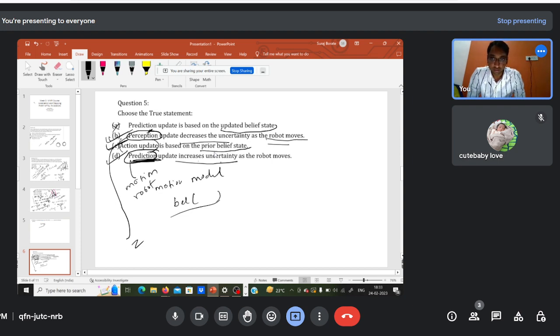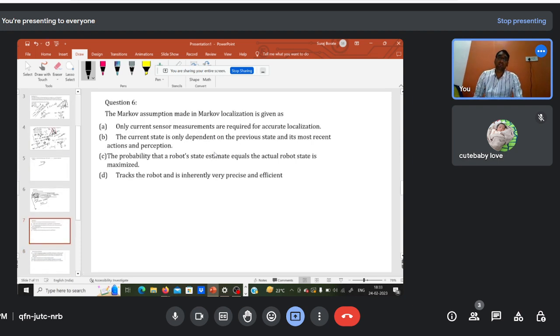Okay, so let's move on to the next question. If you have any doubt, please stop me. The Markov assumption made in Markov localization is given as: only the current sensor measurements are required for accurate localization; or the current state is only dependent on the previous state and its most recent actions and perception.